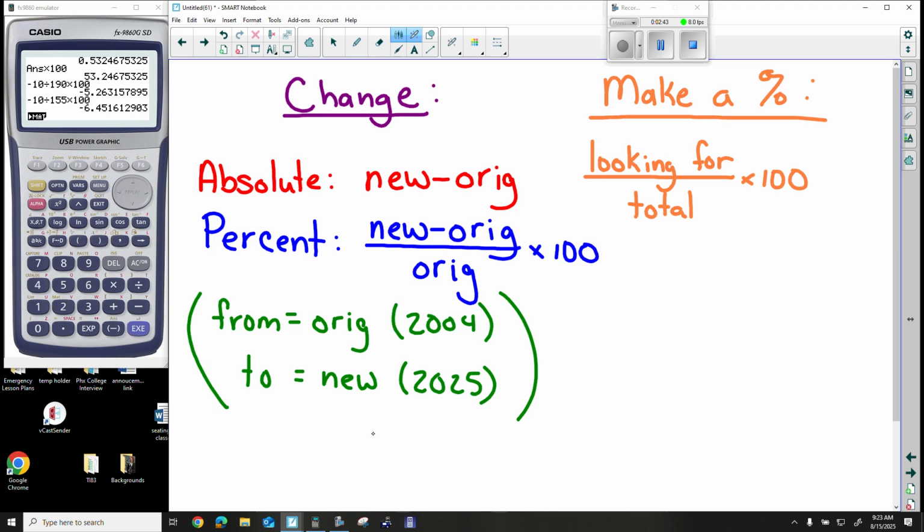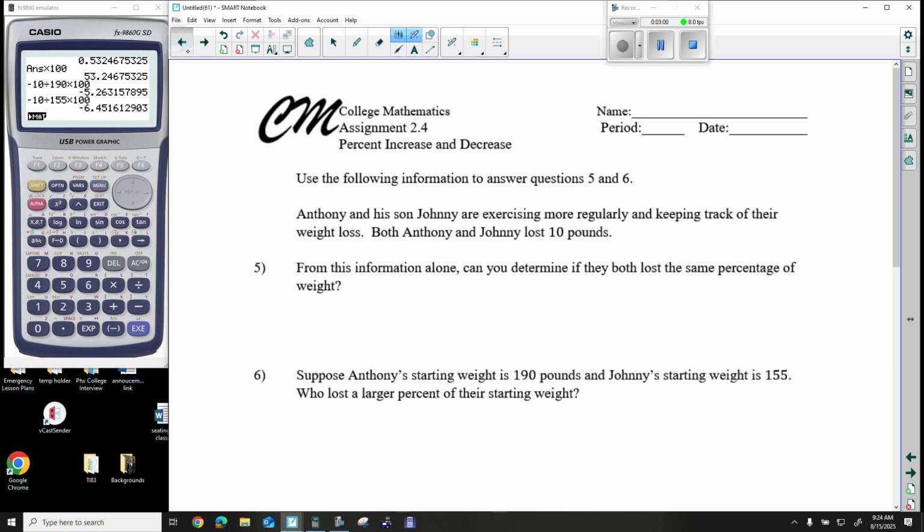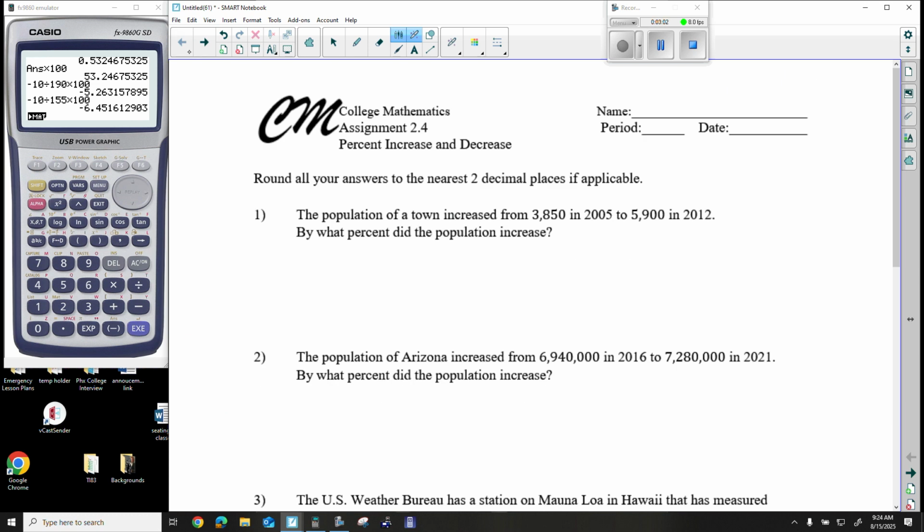All right, and then it's also probably kind of important to understand how to generally make a percentage. But by and large, the thing that you really need to focus in on is this percent change, the stuff written in blue. All right, let's go ahead to a couple examples and figure this out.